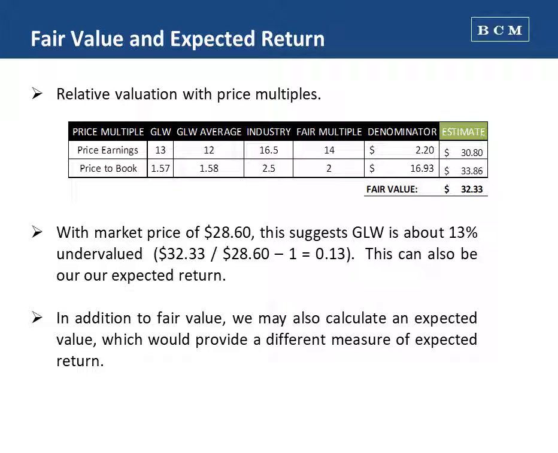Now, in the second to last column, we have the multiple denominator, which for PE is just earnings per share. Okay, so if Corning's earnings per share is $2.20, and we think people are willing to pay 14 times those earnings, then our fair value estimate is 14 times 2.20, or $30.80. That's in the last column.